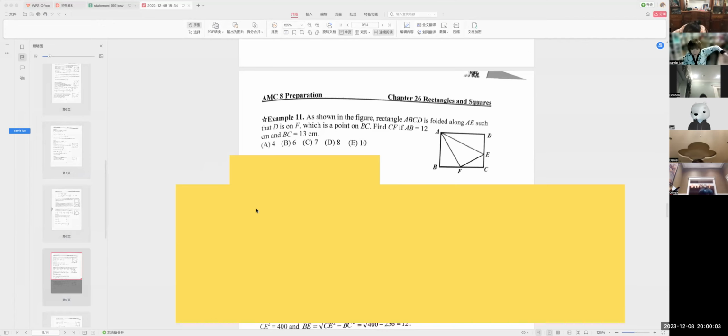Okay, so let's take a look at this one. In the figure, rectangle ABCD is folded along AE such that D lands on F. So it folds over, this one is actually folded back, okay? F is a point on BC. Find CF if AB equals 12 and BC equals 13.